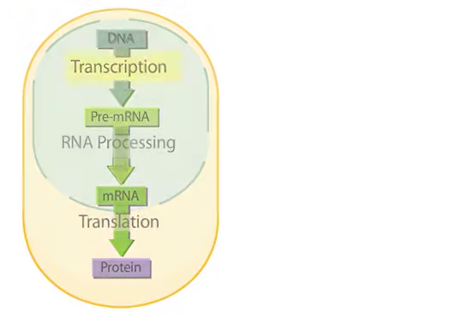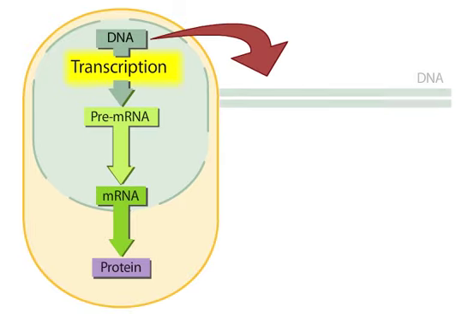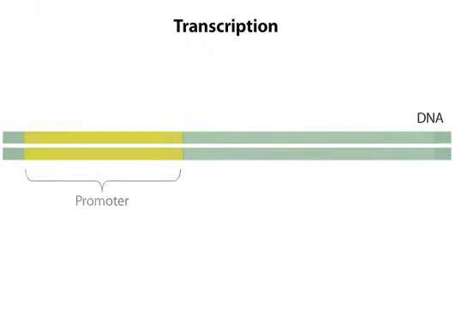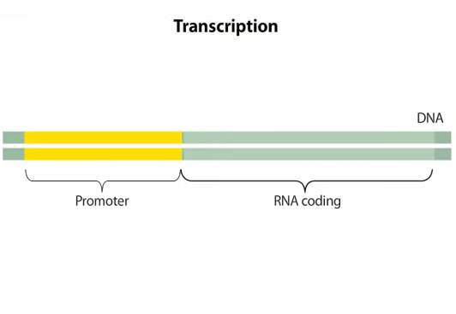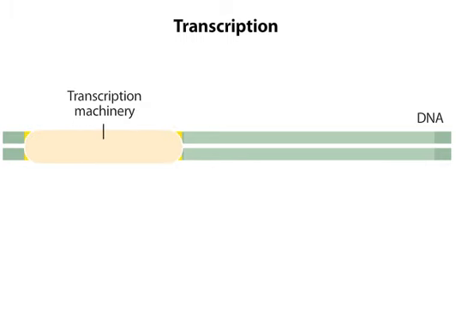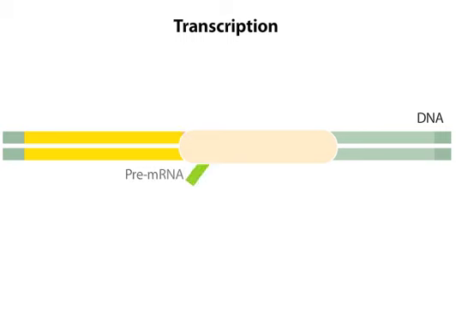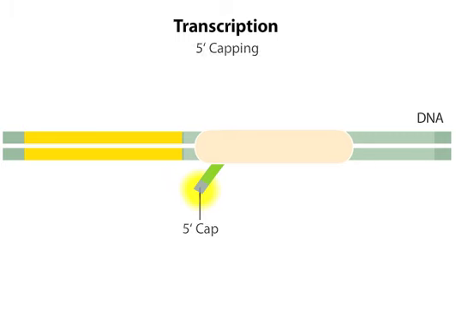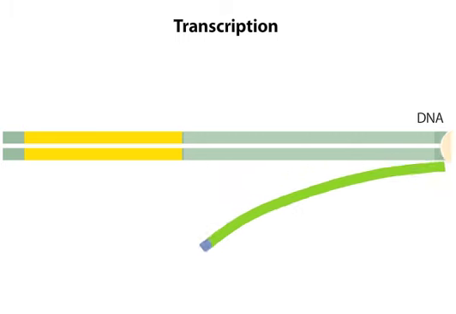Transcription, the first step in gene expression, uses DNA as a template. The DNA of a gene contains a promoter and an RNA coding region. The RNA polymerase transcription machinery binds to the DNA at the promoter and synthesizes a pre-mRNA as it moves along the RNA coding region. A 5' cap is added to the RNA shortly after transcription starts.